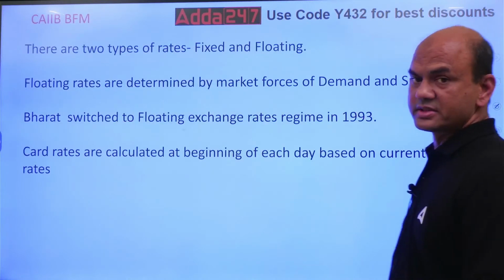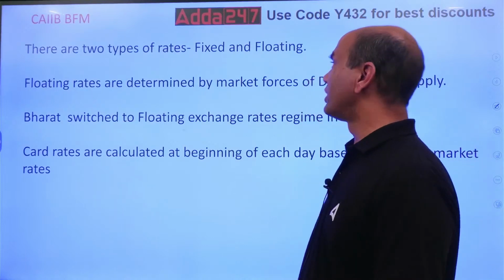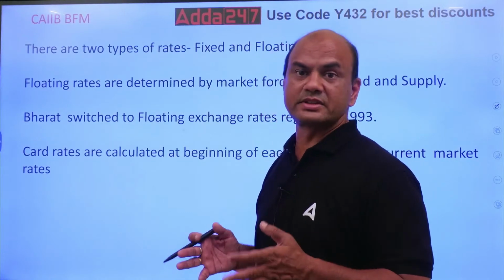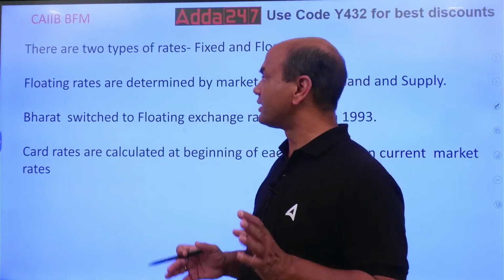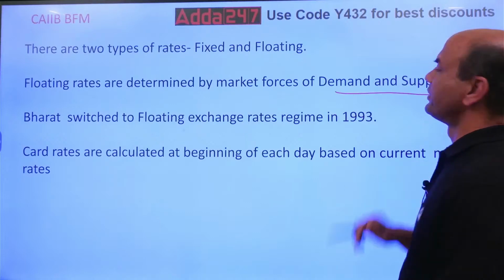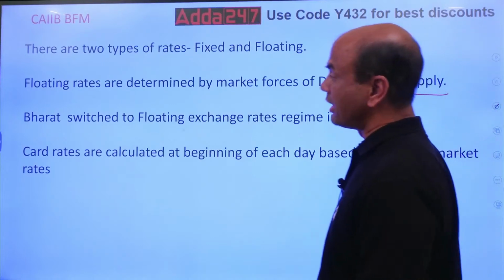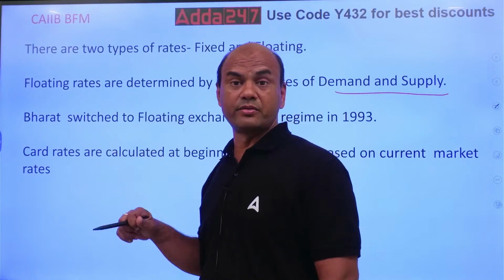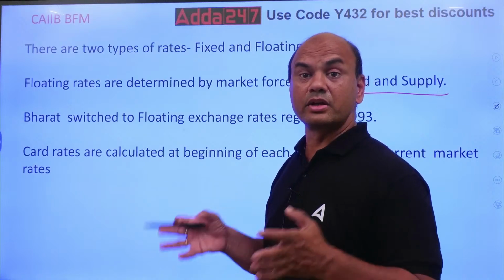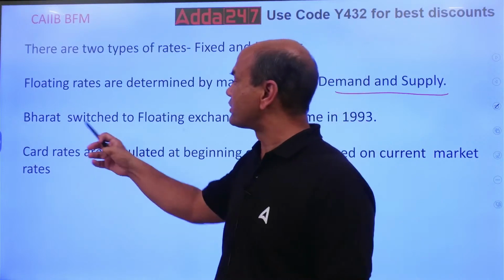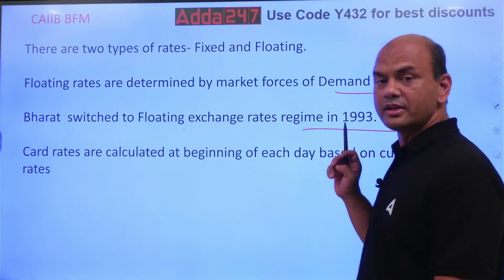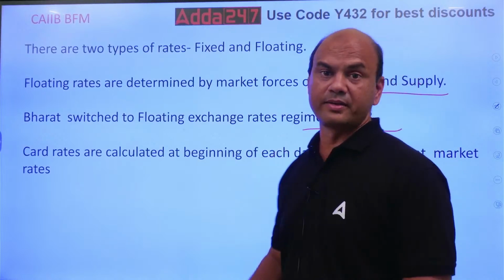There are two types of rates. One is fixed and the other is floating. What do you mean by fixed and floating? Fixed rate means the country fixes the rate. Let's first read this. Floating rates are determined by the market forces of demand and supply. Bharat means India, but we call it Bharat now. I insist you all call it Bharat now. Don't call our country India, call it Bharat. That's the real name. So Bharat switched to the floating exchange rate regime in 1993. We shifted to floating rate in 1993.